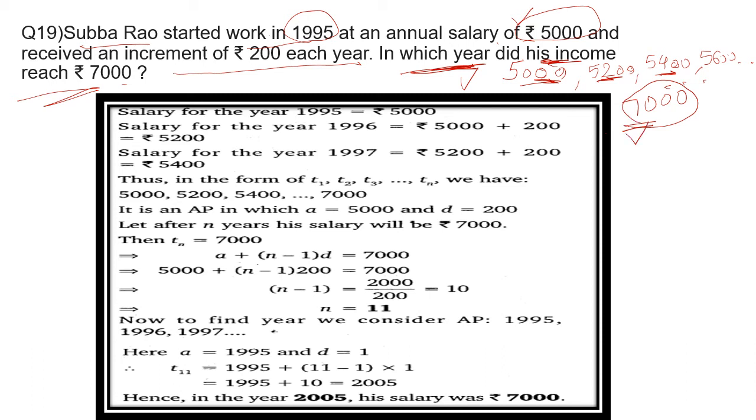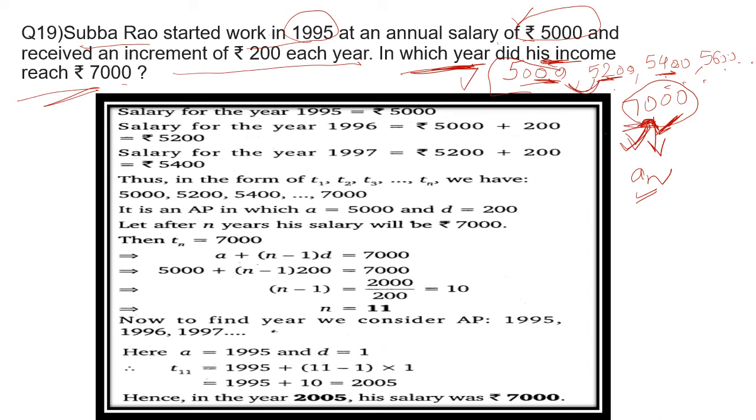So I have to find out after how many years, the position of this 7,000 basically. I don't know which year this will be, so I will assume it as the nth term. As you can see here, this is forming an AP: 5,000, 5,200, 5,400, 5,600.